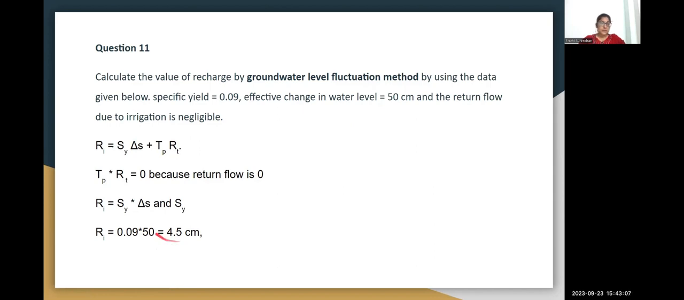Once again, this is the formula for calculating the recharge: the product of the specific yield and the change in water level, plus the product of return flow and abstraction during rainfall. Rt is said to be 0, so the product of this will definitely be equal to 0. Then by finding the product of the specific yield, which is given as 0.09, and delta S, which is given as 50 centimeters, we get the recharge as 4.5 centimeters. So 4.5 centimeters of water is being recharged, and the water level is going to rise by 4.5 centimeters.